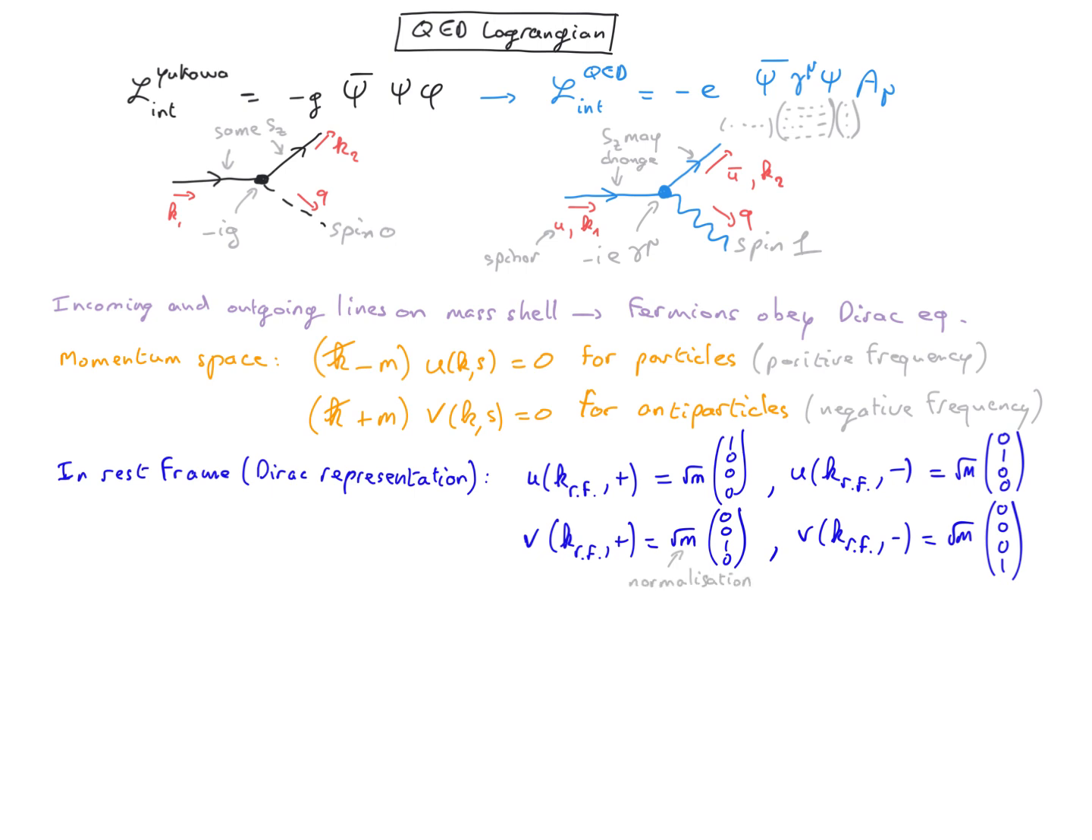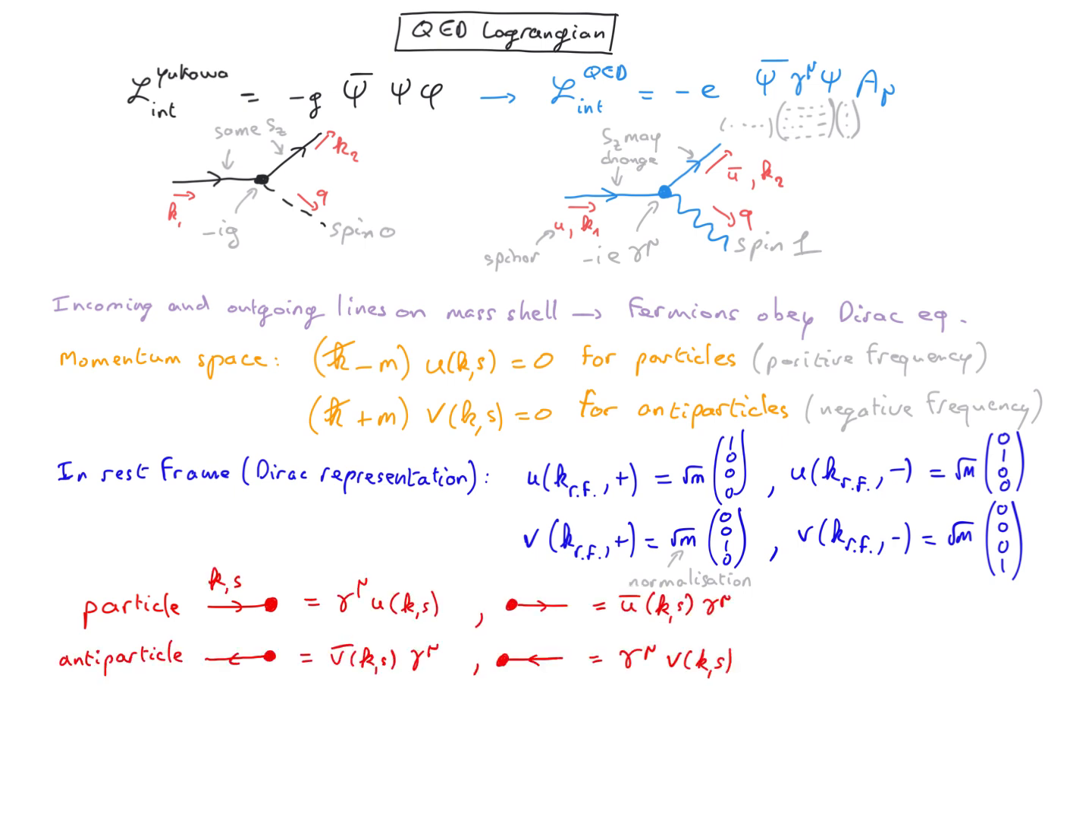To ensure that the amplitude gives us a number, we need to place the u, u bar, v and v bar in a particular way around the vertices. The u's and v's are column spinors, therefore they need to be on the right-hand side of the gamma matrices. And similarly, the u bars and v bars are line spinors, so they need to be on the left-hand side of gamma. Also, we get a u or a v whenever the arrow on the fermionic line points toward the vertex. And similarly, we get a u bar and a v bar when the arrow points outward from the vertex.